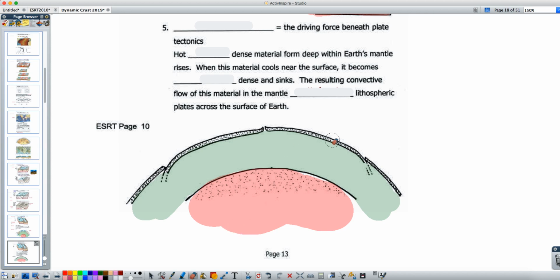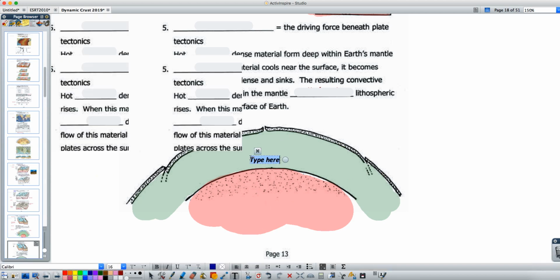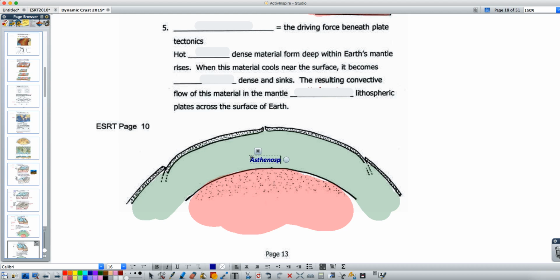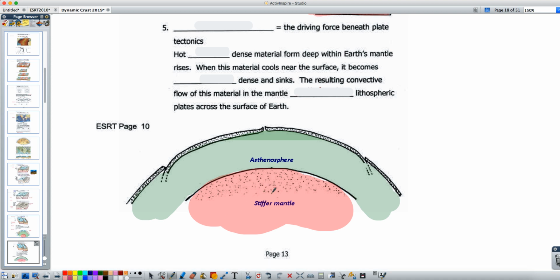Well, first, we have our lithosphere on top. This is the lithosphere. Feel free to label that. Now, right beneath the lithosphere, we have the asthenosphere. And beneath the asthenosphere, we have the stiffer mantle, right down in here.